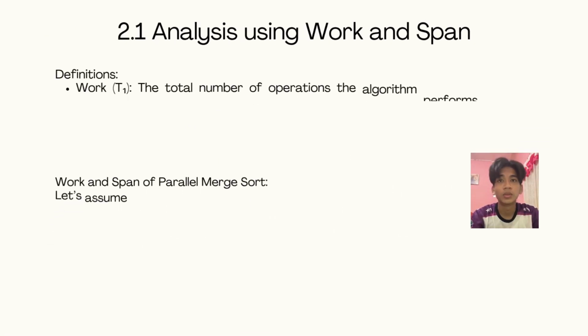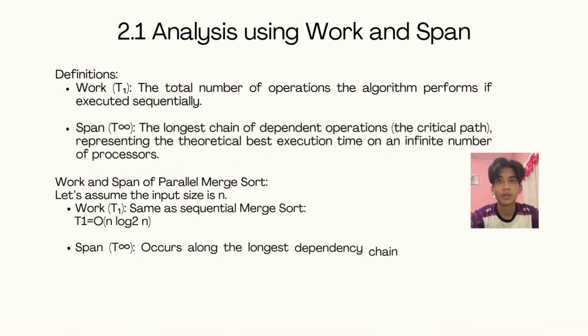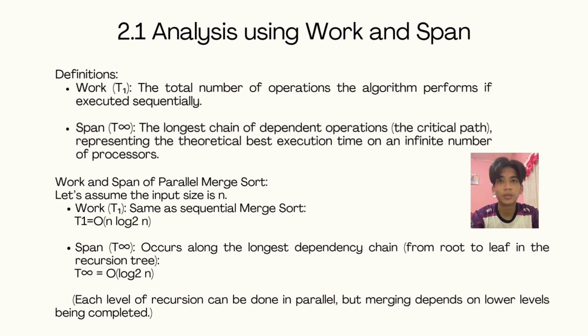Today, I want to talk about 2.1, analyzing work and span. First is the definition. Work, T₁, means the total number of operations the algorithm performs if executed sequentially. Second is span, T∞, which means the longest chain of dependent operations. This is the critical path, representing the theoretical best execution time on an infinite number of processors.